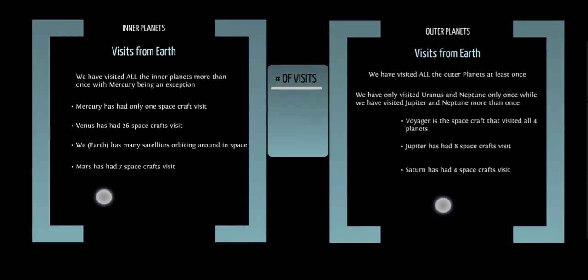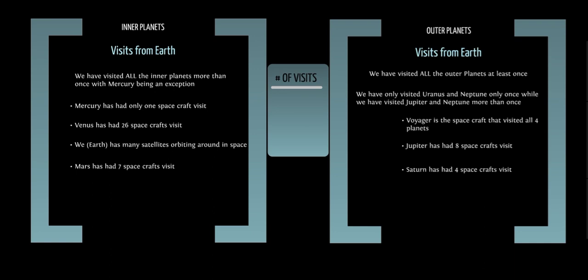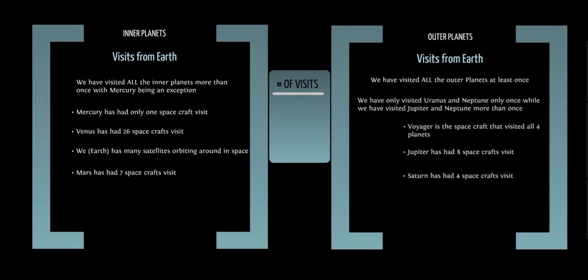When it comes to visits, we're going to discuss when and how many times they were visited. We have visited all the inner planets more than once, with Mercury being an exception. Mercury has had only one spacecraft visit. Venus has had 26 spacecraft visits. Earth has many satellites orbiting in space, meaning artificial satellites. Mars has had 7 spacecraft visits.